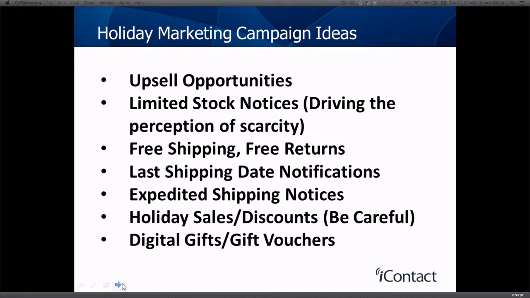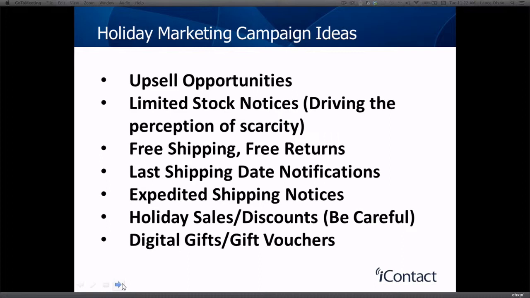As we go through the month, it's very important to let your customers know about last shipping date notifications. Remember we mentioned Super Saturday, which is the last shipping day before Christmas. Obviously the sooner you let people know about this, the sooner they will buy from you, particularly if you're selling products or services that might need a slightly longer shipping period. What about expedited shipping notices? Perhaps you can turn items around really quickly. You buy now, you'll get it tomorrow, or even same day delivery. That's a great way to push additional sales.